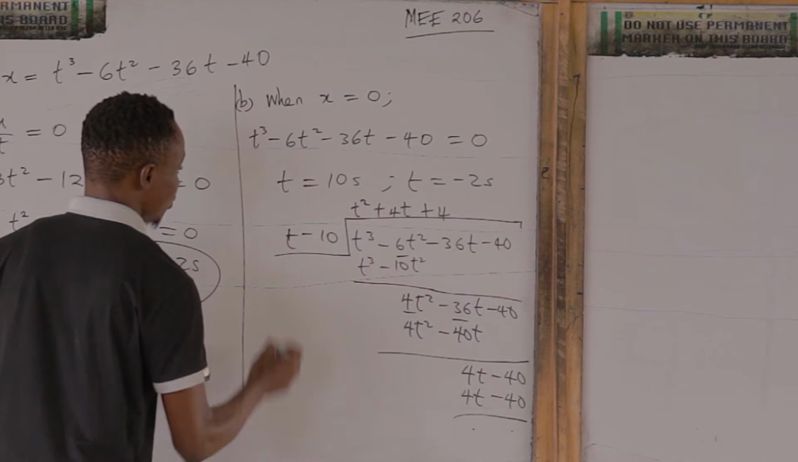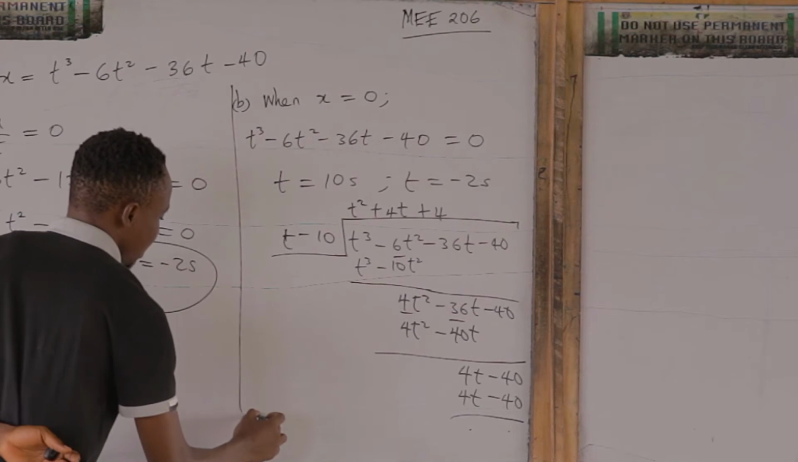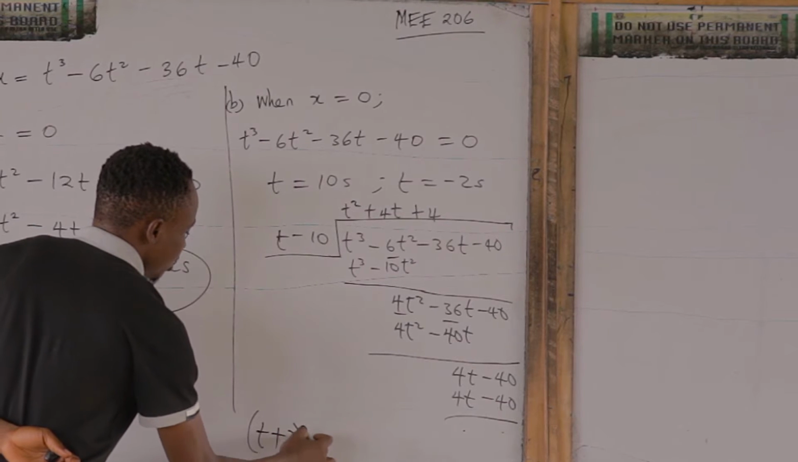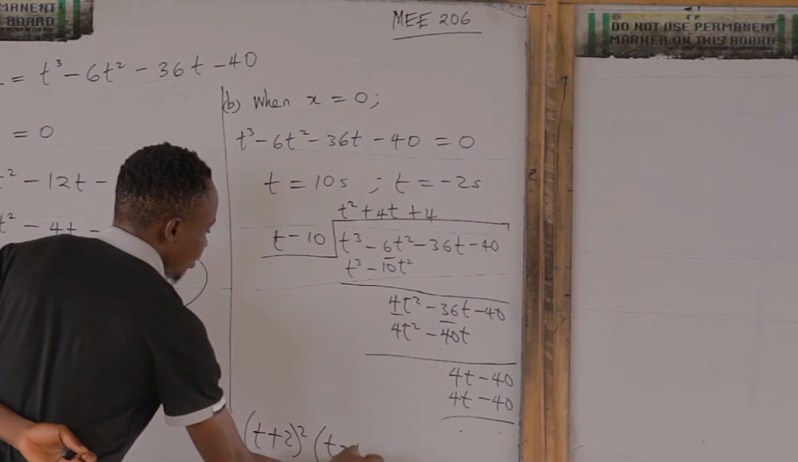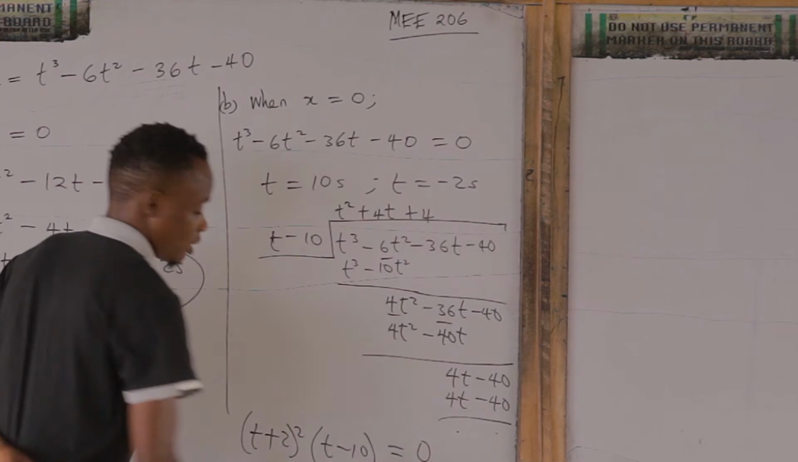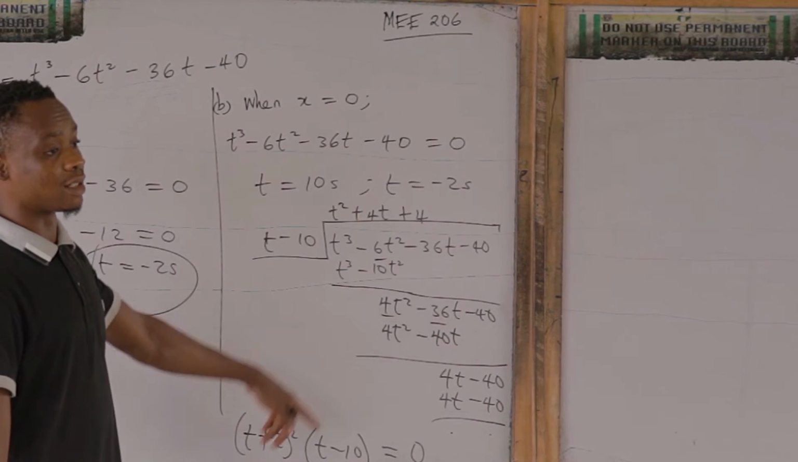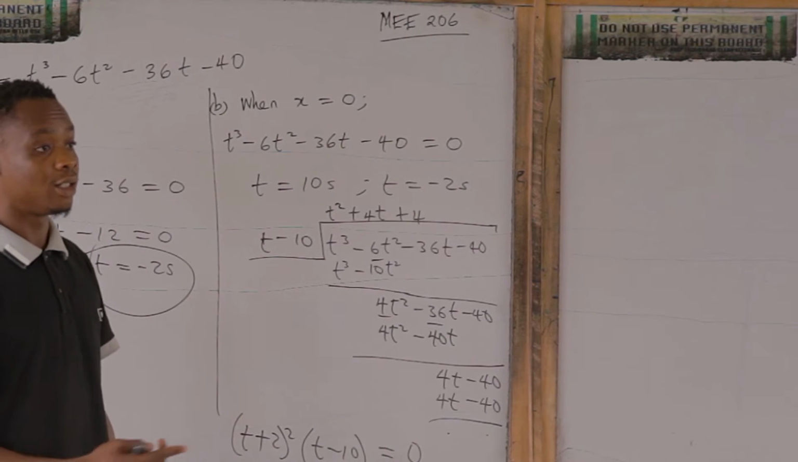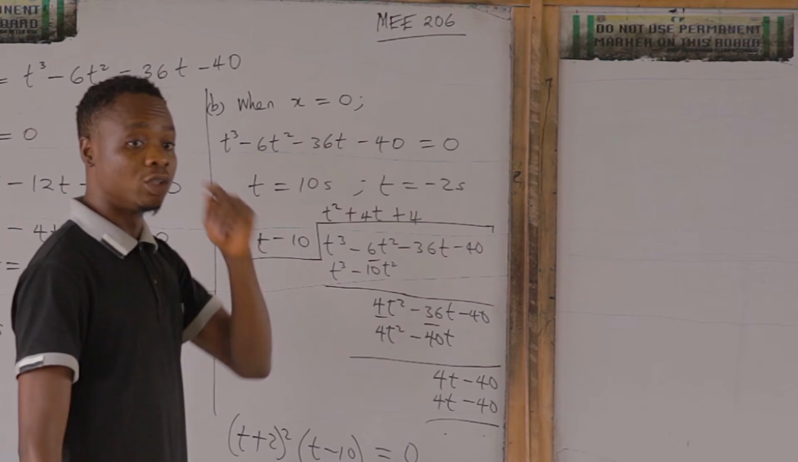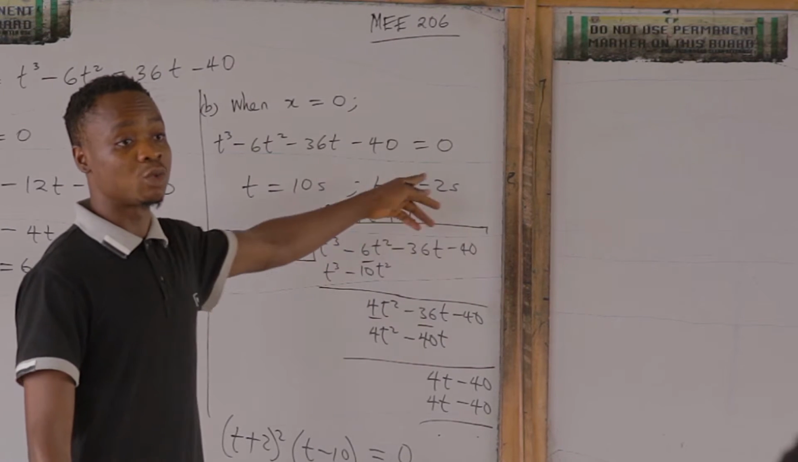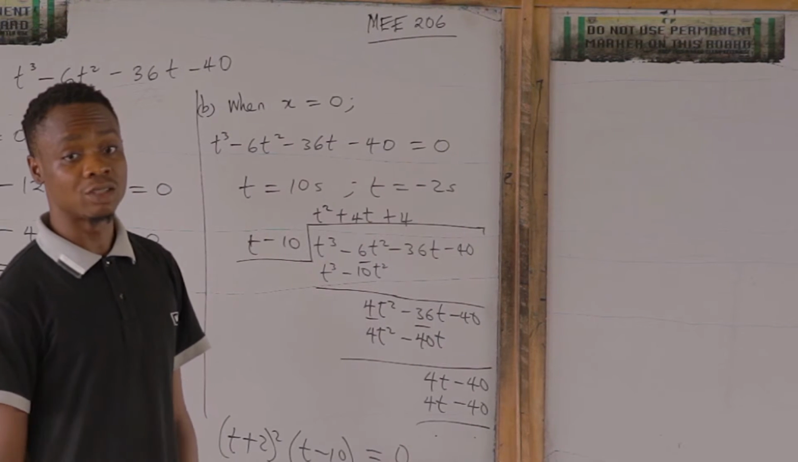So that's the idea. Basically, what you have here is the same thing as having t plus 2 all squared into t minus 10 equal to 0. Is that clear? That's why you got those two answers. One of them occurred twice. Is it clear? So the only thing I'm interested in is t equal to 10 seconds, because you can't deal with negative time. Is it making sense to you?